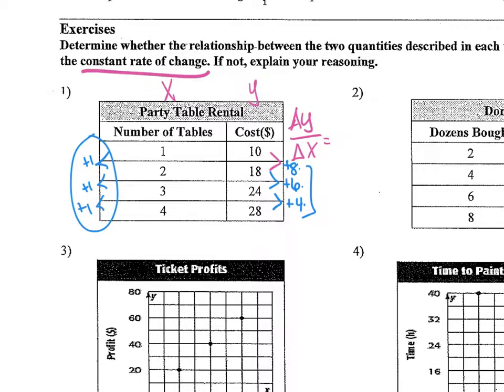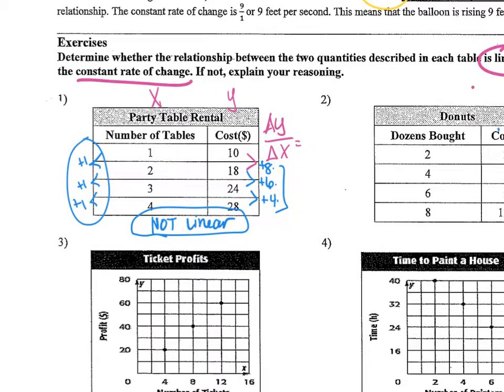So that tells me that it is not linear. So since it's not linear, I can't have a constant rate of change, so that's my answer, and I'm done.